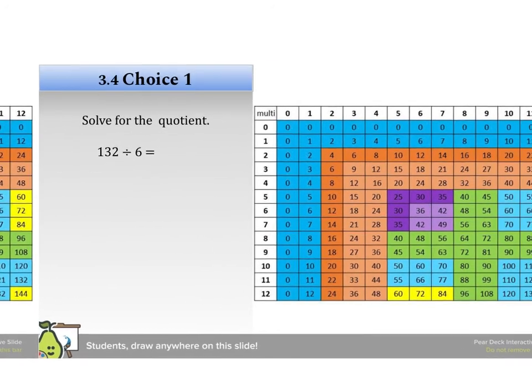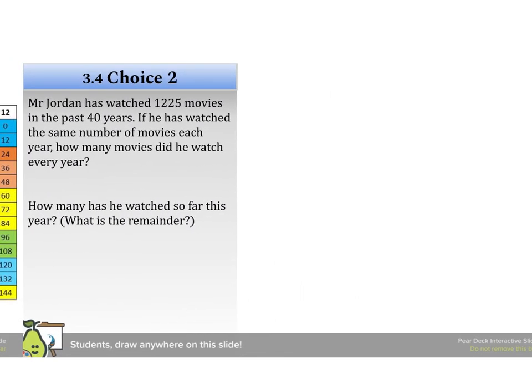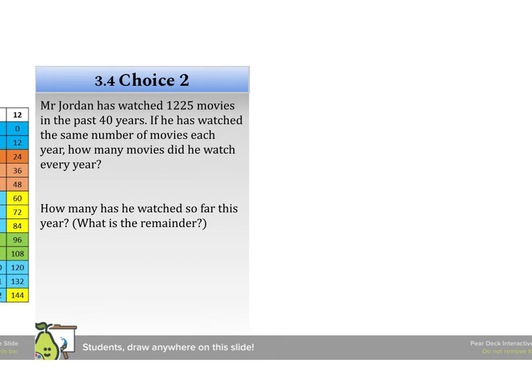Solve for the quotient. 132 divided by 6. 6 goes into 13 2 times. 2 times 6 is 12. 13 subtract 12 is 1. Bring down the 2. 12 divided by 6 is 2. The answer is 22. If that one is too easy for you, then go on and do choice 2.